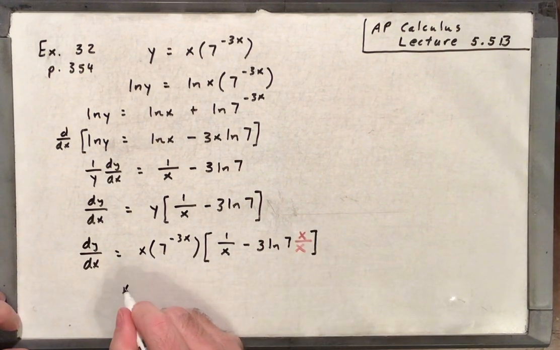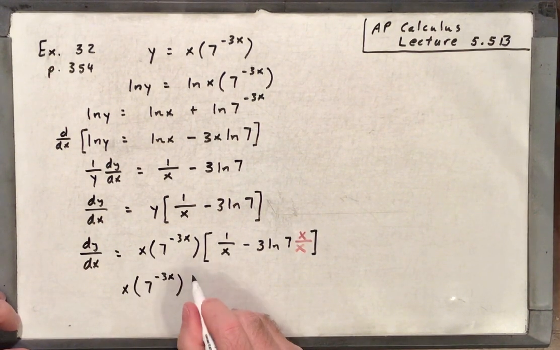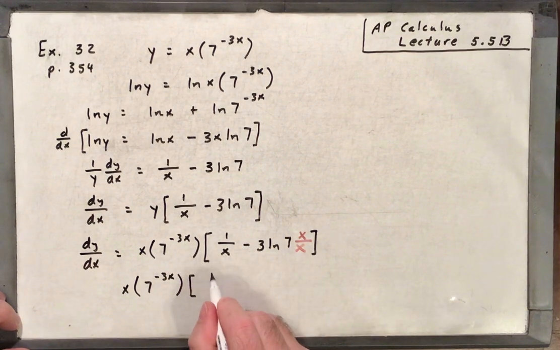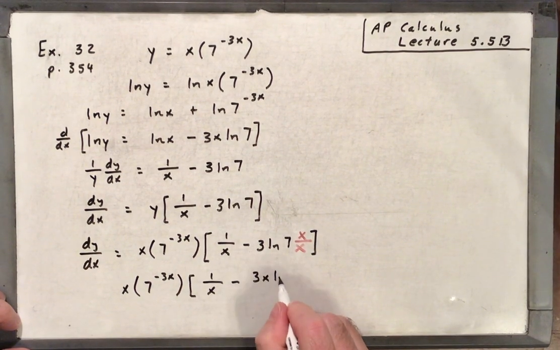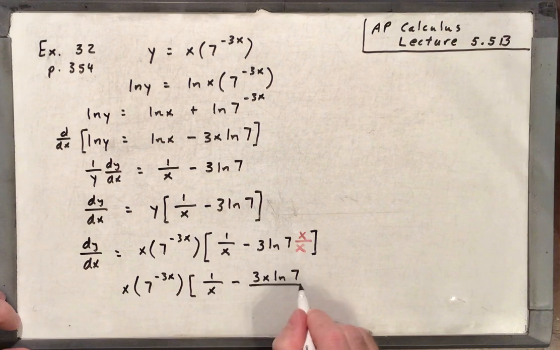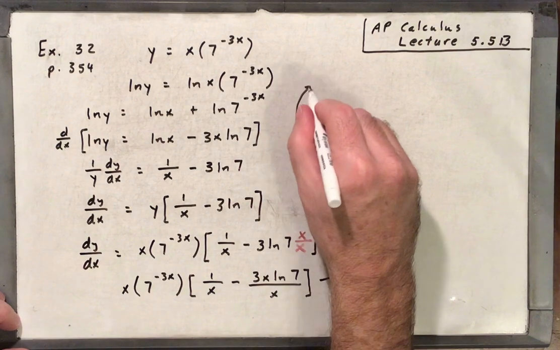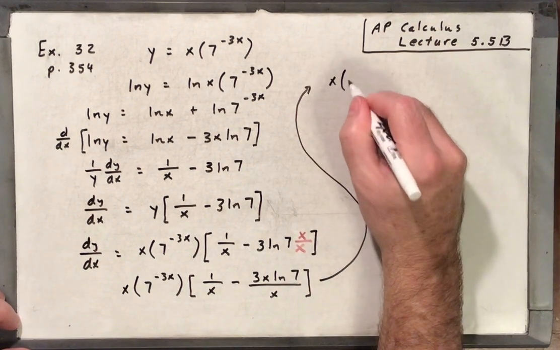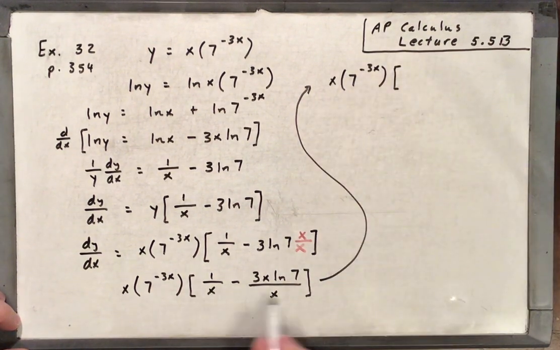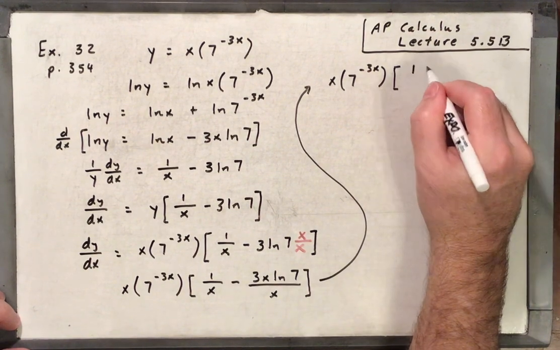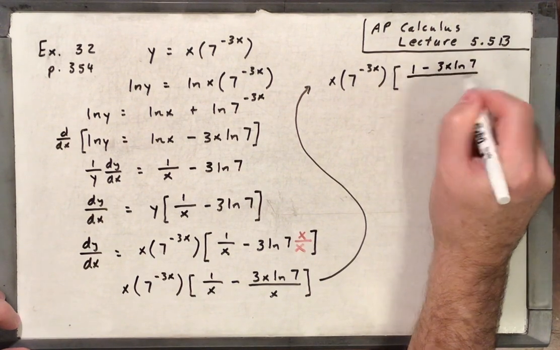Okay, so then I would have x times 7 to the minus 3x, and then I'd have 1 over x minus 3x natural log 7 over x. Okay, let's move that up to here. So I have x times 7 to the minus 3x times, and we can put this fraction together. We have a common denominator. 1 minus 3x natural log 7 over x.